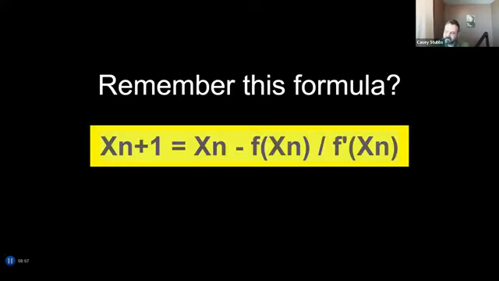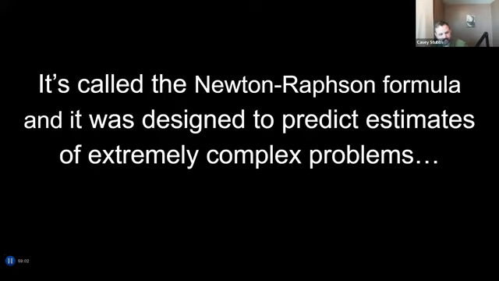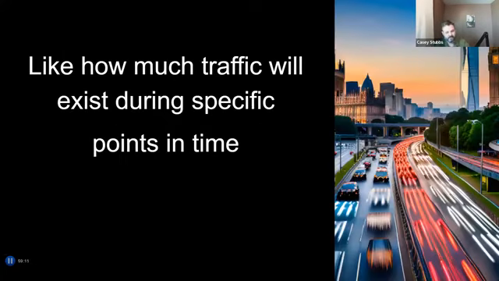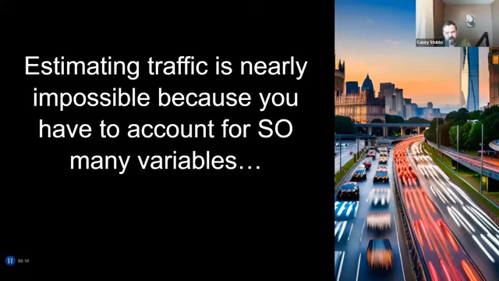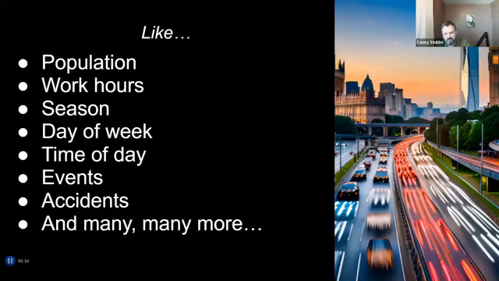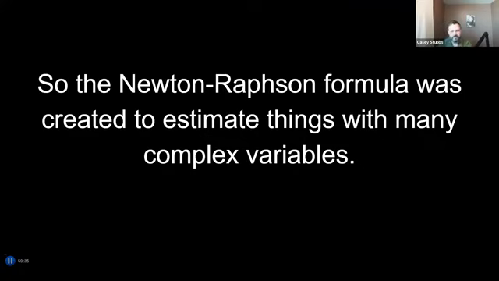Well, do you remember this formula? It's called the Newton-Raphson formula, and it was designed to predict estimates of extremely complex problems, like how much traffic will exist during specific points in time. Estimating traffic is nearly impossible because you have so many variables like population, work hours, season, day of the week, time of events, accidents, and many, many more. So the Newton-Raphson formula was created to estimate things with many complex variables.